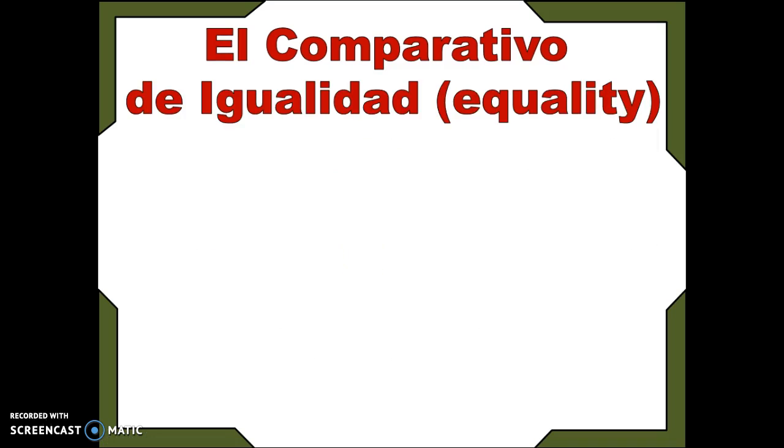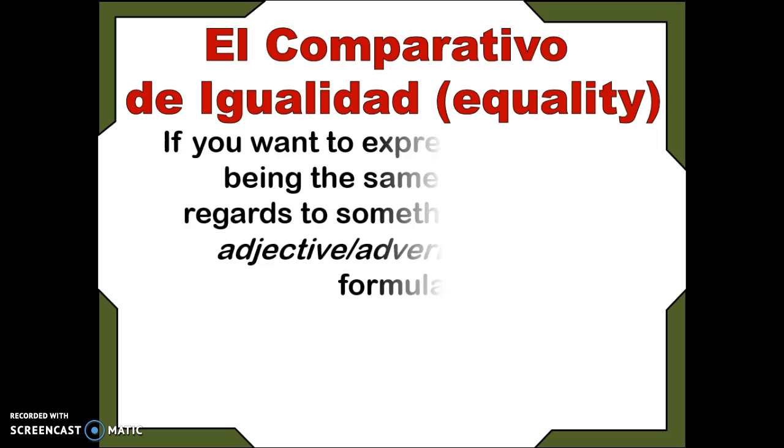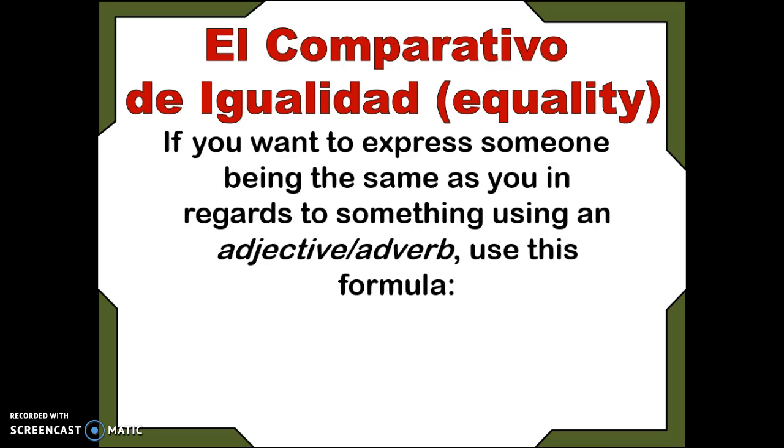All right, now what happens if you want to express, you want to compare two things, but you want to say, one's not greater than the other and one's not less than the other, but it's equal. It's of the same. Igualdad or equality. You could form that too. Okay? So how do you form this? If you want to express someone being the same as you in regards to something, using an adjective or adverb, use this formula. Tan plus adjective or adverb plus como.